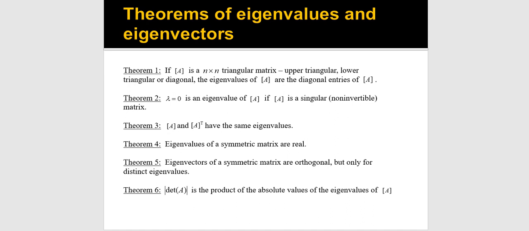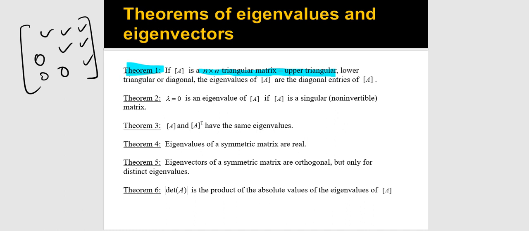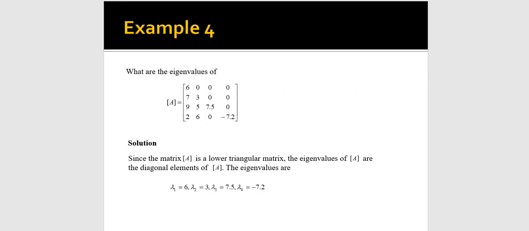Now, there are some theorems which are useful. Theorem 1: if A is an n cross n triangular matrix, upper triangular means zeros are in the lower part and values are like this; lower triangular is exactly the opposite. And lambda is an eigenvalue of matrix A if A is a singular matrix. A and A transpose have the same eigenvalues. Eigenvalues of a symmetric matrix are real. Eigenvectors of a symmetric matrix are orthogonal. And the last: the determinant of A is the product of the eigenvalues of A.